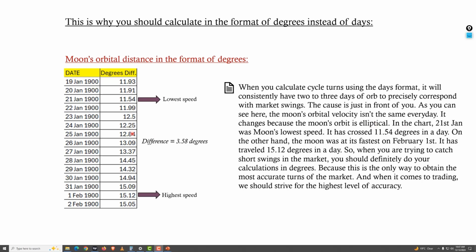In the chart here, you can see 21st January of 1900, it was the moon's lowest speed. It has crossed 11.54 degrees in a day. On the other hand, the moon was at its fastest on 1st February of 1900. It has traveled 15.12 degrees in a day.